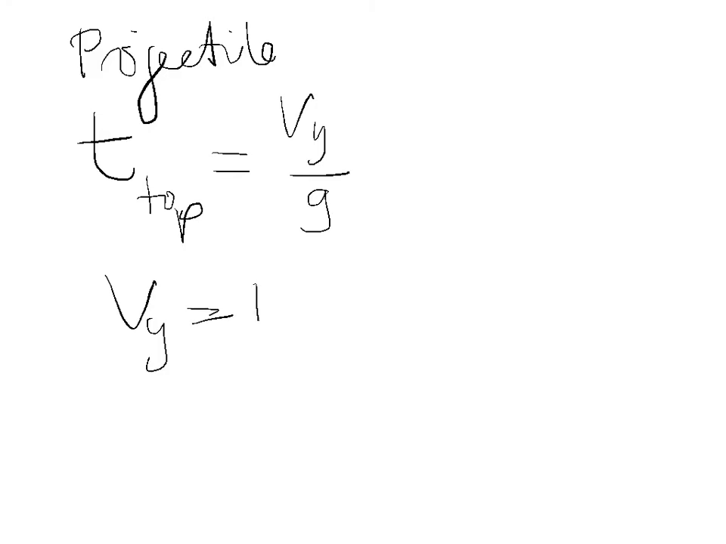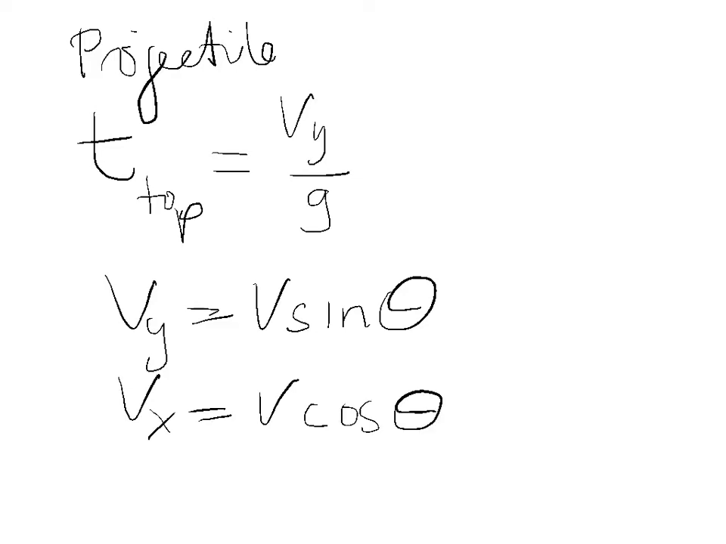To find the time in the air for a projectile, to find the time to the top, you're going to use Vy over g, and total time, you would just multiply that by 2. Vy is going to be v sine theta, and Vx is going to be v cosine theta. Most of those questions are going to be pretty conceptual on projectiles.